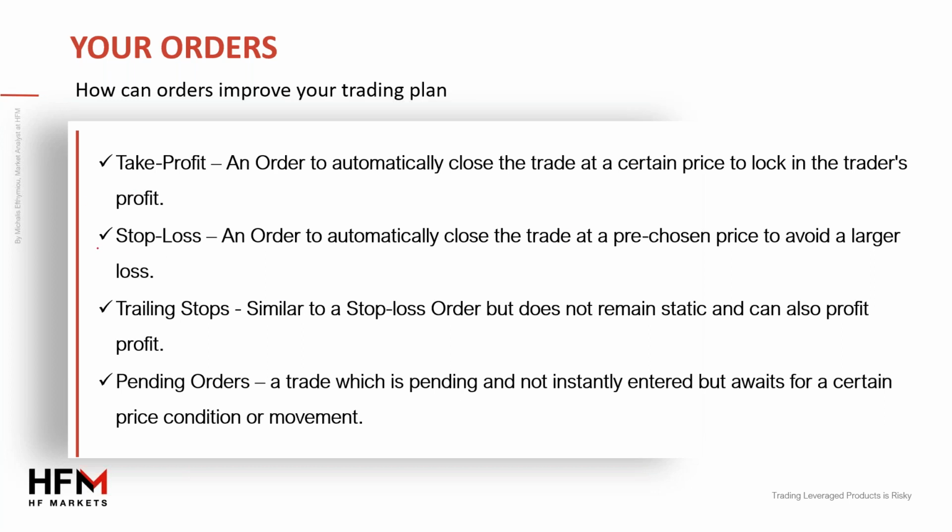So ladies and gentlemen, next order is a stop loss. The stop loss is an order to automatically close a trade at a pre-chosen price to avoid a larger loss. This is extremely important. Now, even if somebody doesn't want to have a stop loss and take profit, some people prefer others not to be able to see where they're placing their targets and their risk levels. That's absolutely fine, because of course people can see that on the depth of market if you're trading a real asset, though it's not so relevant for derivatives.